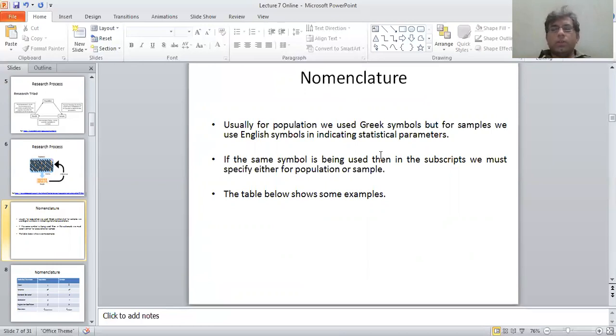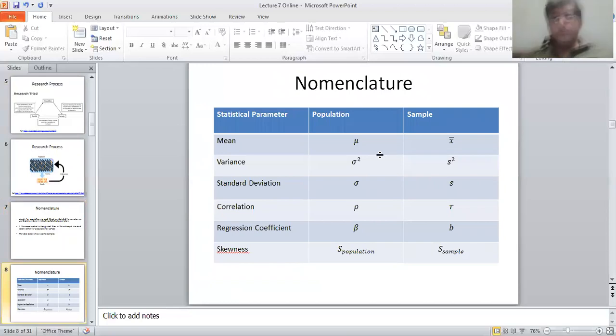Sometimes we are short of symbols and we can use the same symbol for population and sample as well, but we indicate it either with a subscript or a superscript or something else. The indication should be there. Like for example, let's take some few basic statistical parameters.